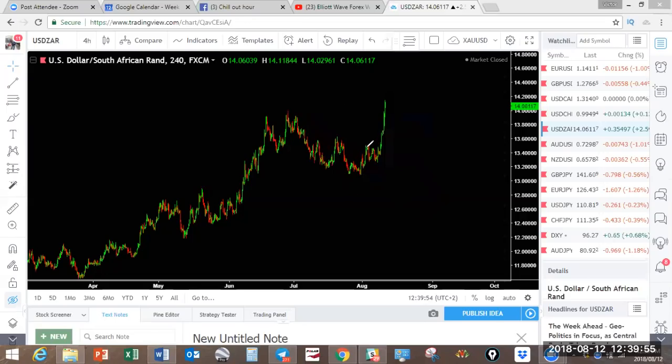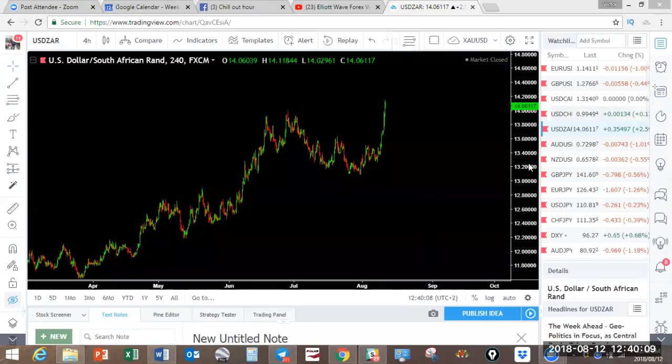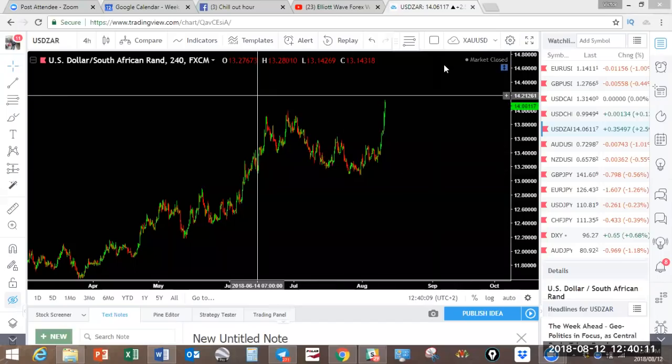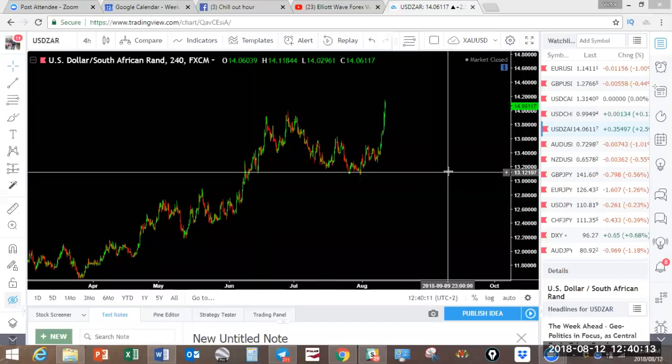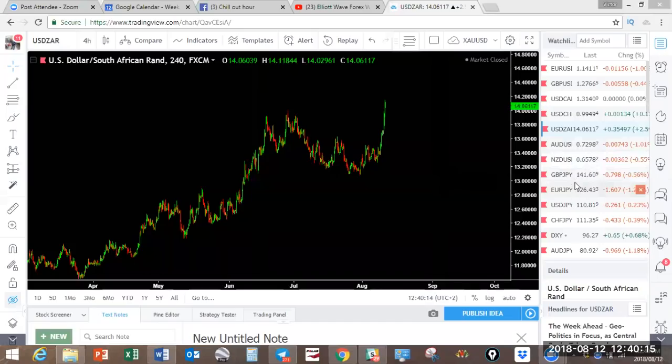But either way, you shouldn't move it because it will give you an entry point, something like this. And now you're looking for a corrective structure here after the break of this top. So if you get a corrective structure, further US dollar strength. So you can see all the correlations are talking to each other there. All right, so that is US dollar ZAR. That completes all the US dollar pairs.